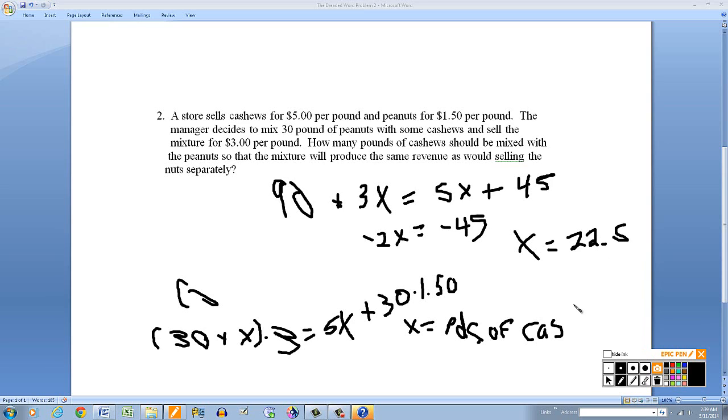And of course the units here are pounds. So always include your units. So in order for this to work out, we have to add 22.5 pounds of cashews to the 30 pounds of peanuts in order to sell it for $3 and get the same revenue as would be selling the nuts separately. Okay, this concludes the video.